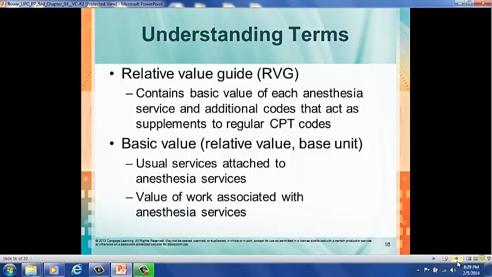Each anesthesia code has a basic value attached to it. The basic value, base unit, or base unit value has two elements. The basic value is also referred to as the relative unit. The first element of the basic value reflects the usual services attached to anesthesia services. The usual services refer to services included in or bundled into the anesthesia procedure code, which would include preoperative visits, intraoperative care, and postoperative visits.